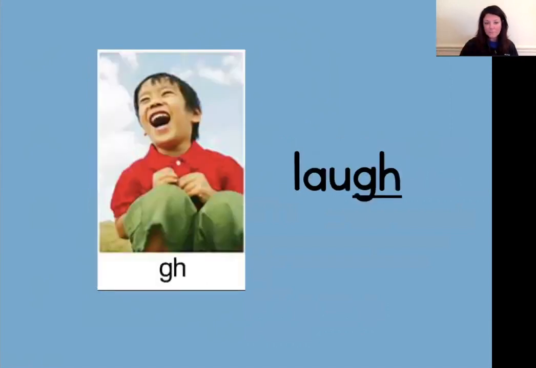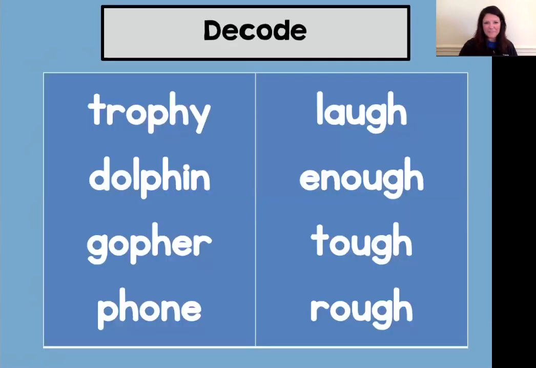Good. Our next sound is created by another digraph that can be found at the end of some words. Here we have GH, which make the f sound, as in laugh. Practice with me. GH, laugh. Good. All right, let's go ahead and decode some words.